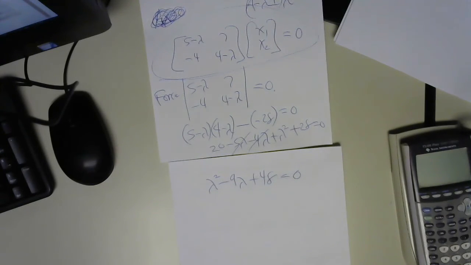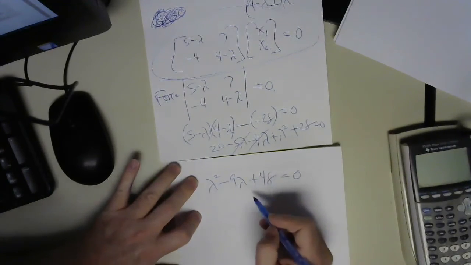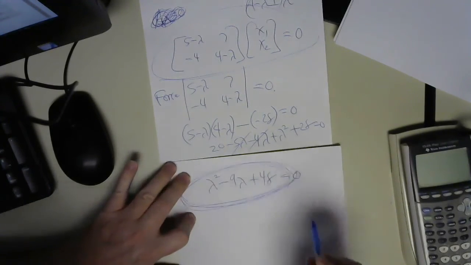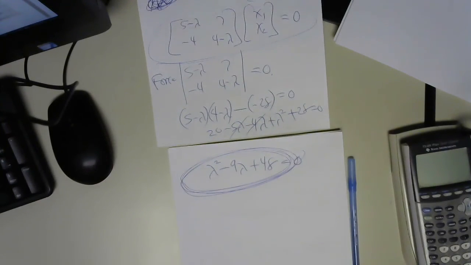All right. And actually, they just asked us for the characteristic polynomial. So I did a little more than they asked us for. They really just wanted this thing right here. So I could solve that thing for lambda if I wanted to, but we just wanted the characteristic polynomial.